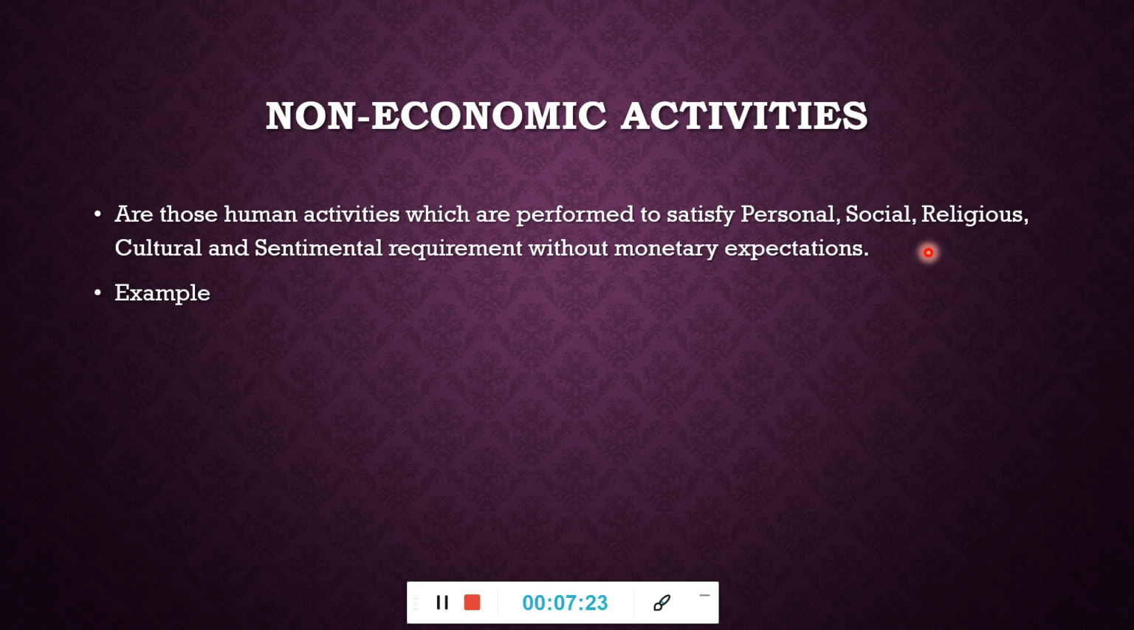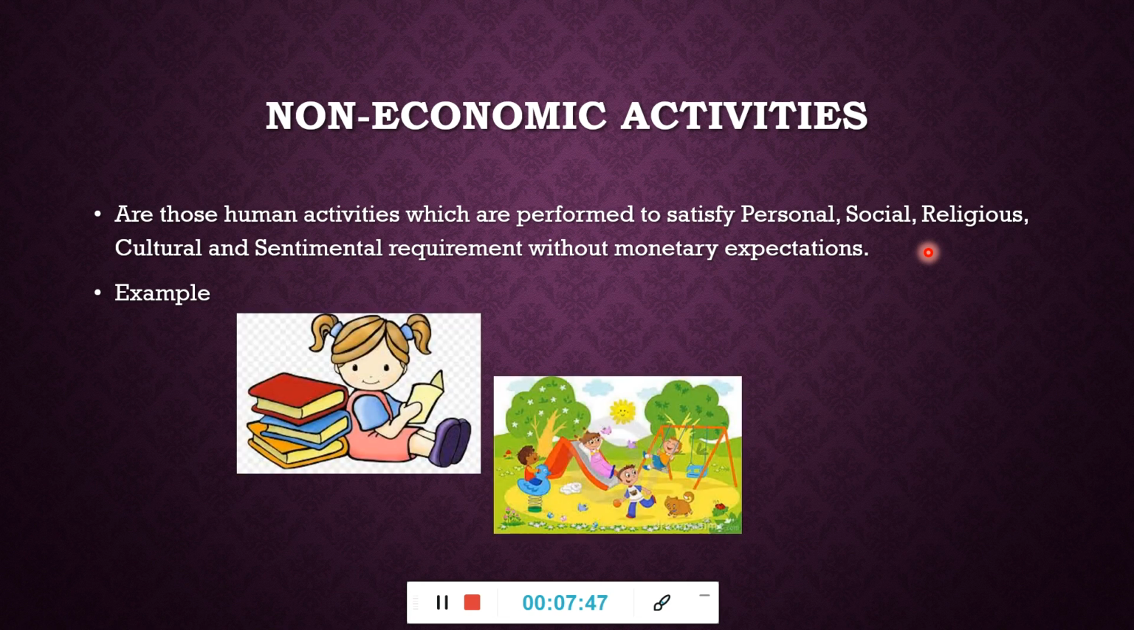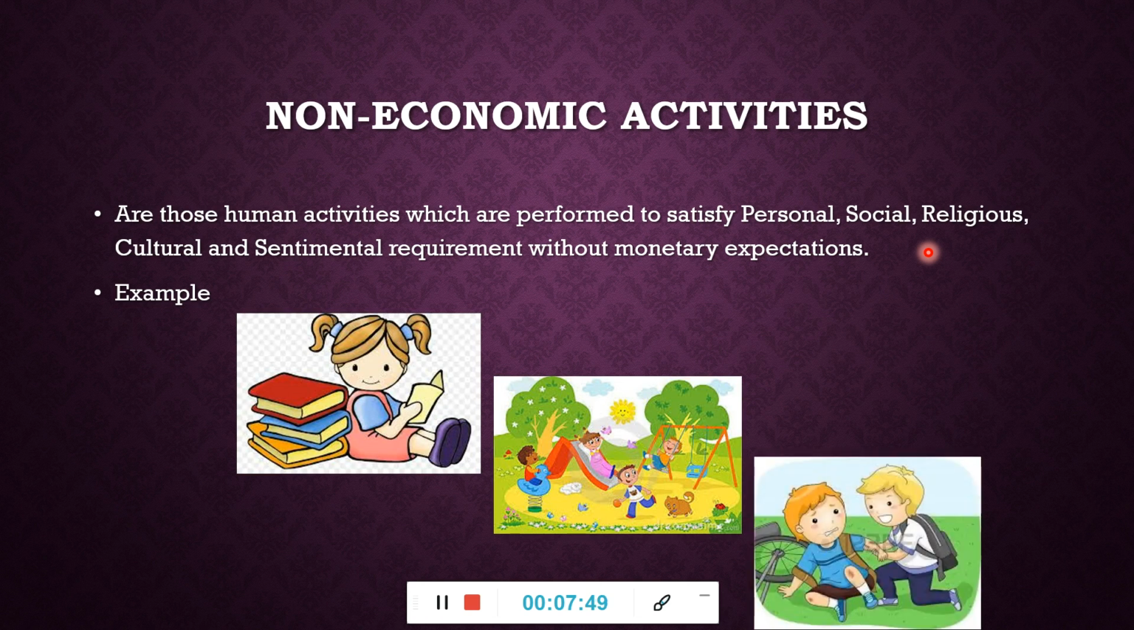So that gives you knowledge, that gives you a good kind of feeling whenever you read. Suppose you are having any kind of hobbies, like किसी को हॉबी होगा कि डांस करना, तो किसी को डांस करके अच्छा लगता है, so that gives them a good feeling. There is no kind of monetary expectation. So we will see examples for that: reading books, playing in the garden, helping someone. So these are the various examples you can write in your textbook of non-economic activities.